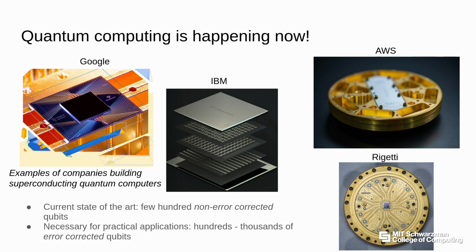And one thing that you heard this morning, but I want to emphasize, is that quantum computing is really happening now. The current state of the art, we have a few hundred non-error corrected qubits. These are real quantum computers. They're perhaps not capable of doing useful computation yet. For practical applications, it's thought that we will need hundreds to thousands of error corrected qubits, each of which will be made of a number of non-error corrected qubits. And here's a couple of the public commercial companies building these chips.